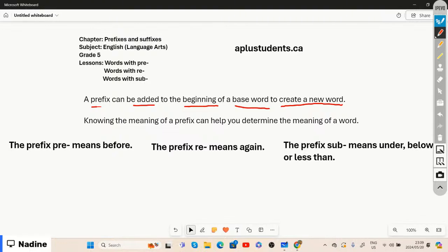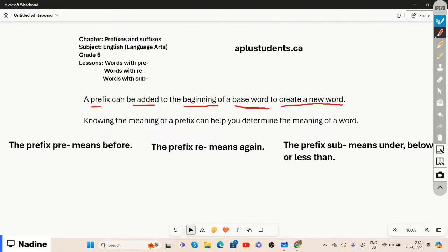right? And remember, a base word is a word that can stand on its own. It's a word that you can have within a sentence, and it even has its own meaning. We are going to be finding out about different prefixes. And we will also be able to identify the base words within those words, even if we don't have the prefix in front of it.